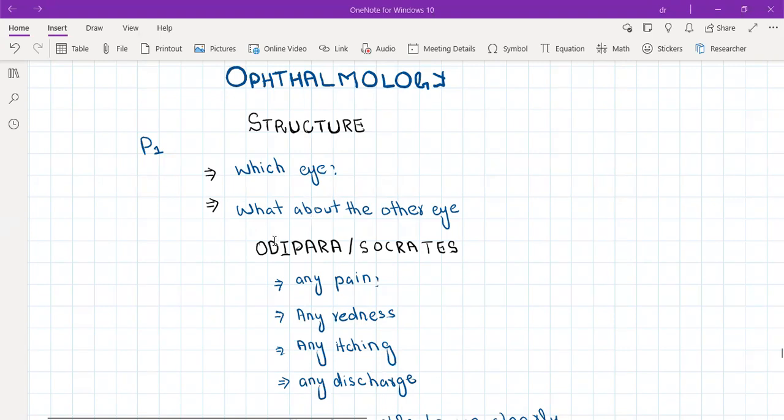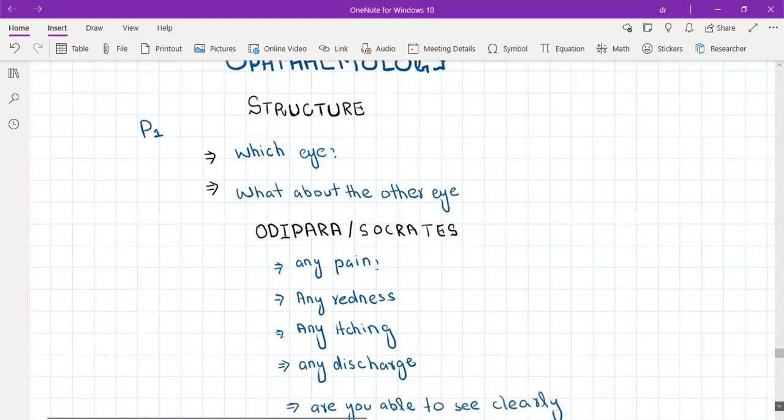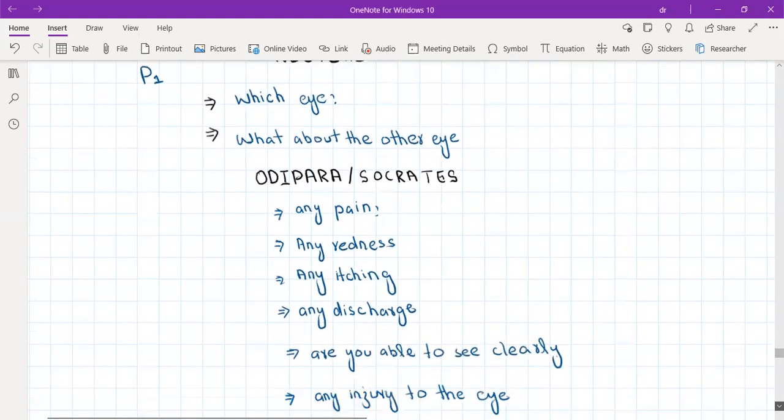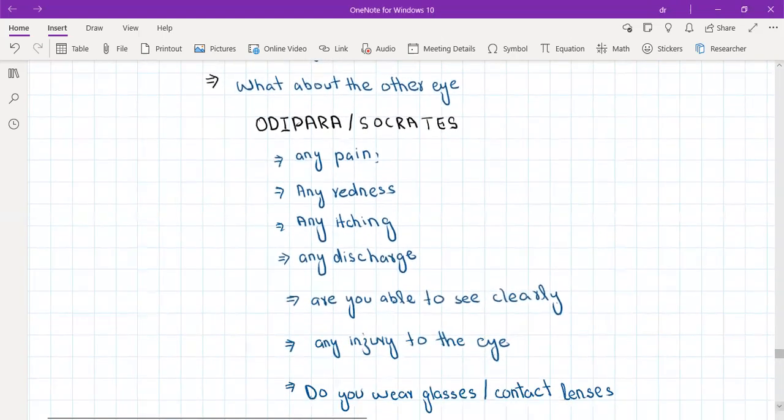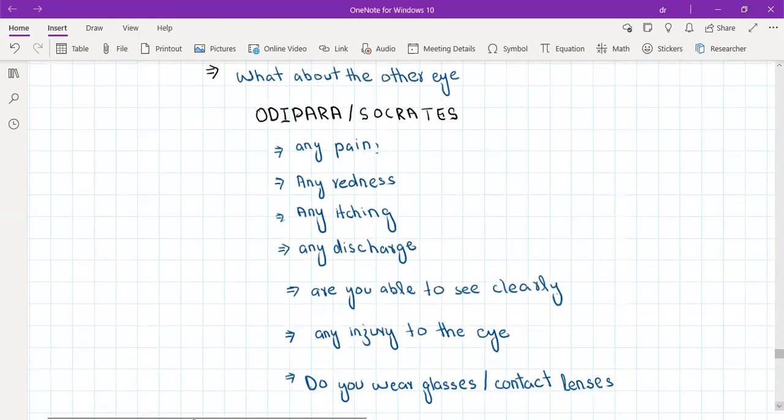After this, you need to ask about ODIPARA or SOCRATES, depending upon the symptom. If the patient is having pain in the eye, then you will ask SOCRATES. If it's any other symptom, then you will ask ODIPARA. Then after asking ODIPARA and SOCRATES, there are some cardinal symptoms of eye disease that you need to ask from each and every patient, just like we had cardinal symptoms of ear disease that we asked each and every patient in ENT. So you will ask about any pain in the eye, any redness, any itching, any discharge.